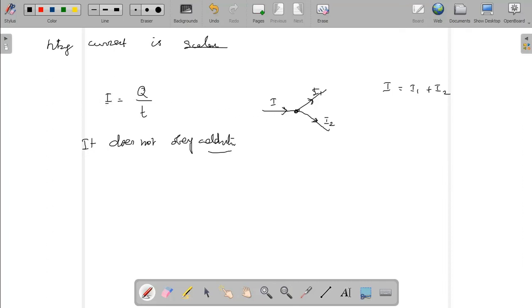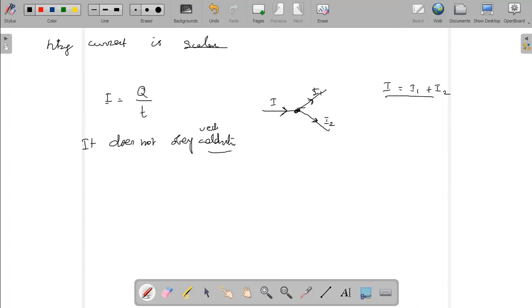We will mention the direction, which is not a vector symbol. It mentions the direction of flow of positive charge. It splits here. So here, when you take the direction, it cannot obey vector addition. It's just a scalar addition. So that's all. Current is a scalar quantity. The main point is it does not obey vector addition.